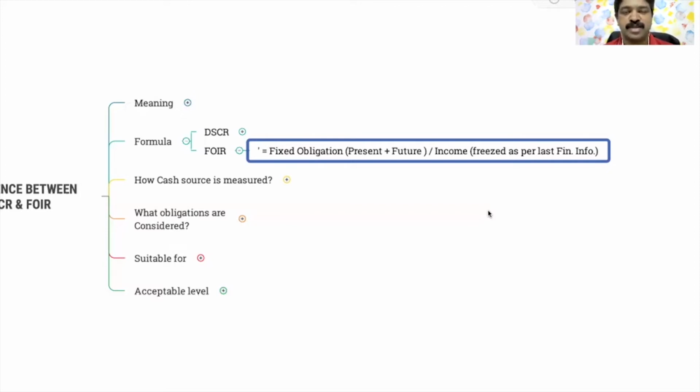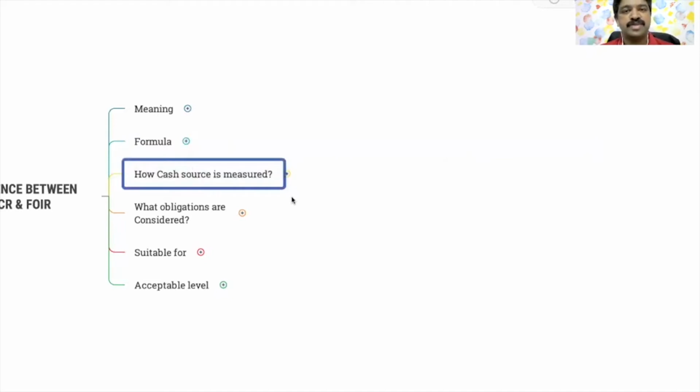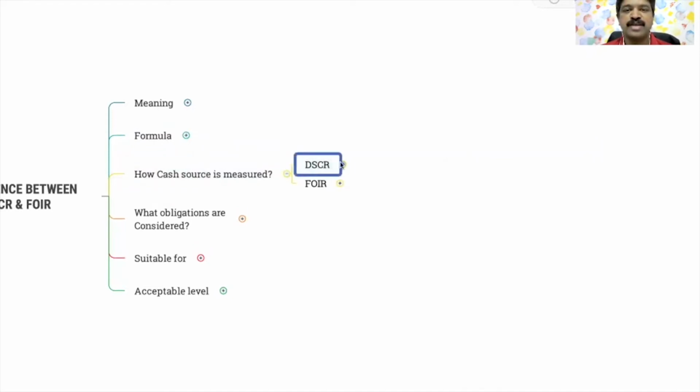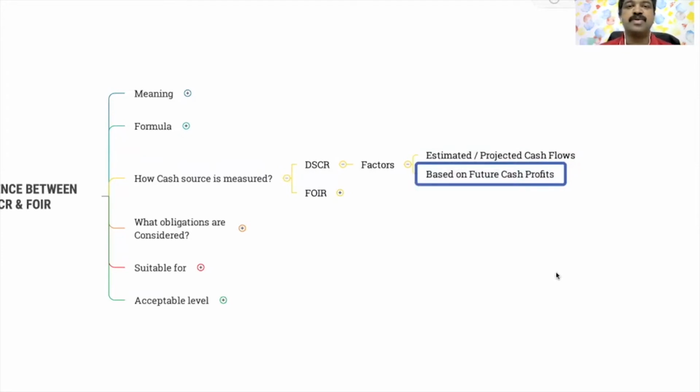into consideration. Okay, so that's the distinct point when it comes to FOIR, because in DSCR, what you are going to do is arrive at cash profit for the future, and in future this cash profit can be estimated to increase. That's what I have in the next point. Look at how cash source is measured. If you take DSCR, it factors estimated projected cash flows, which can be based on future cash profits. And this future cash profit can be estimated to increase.